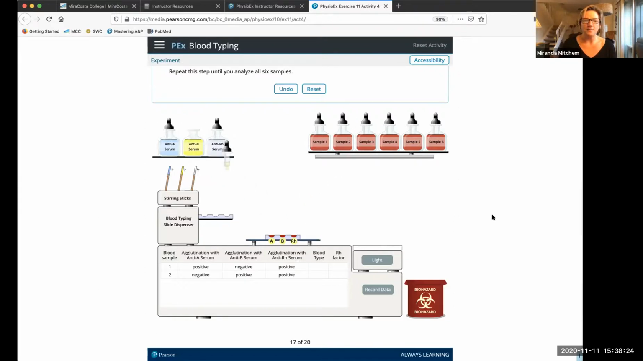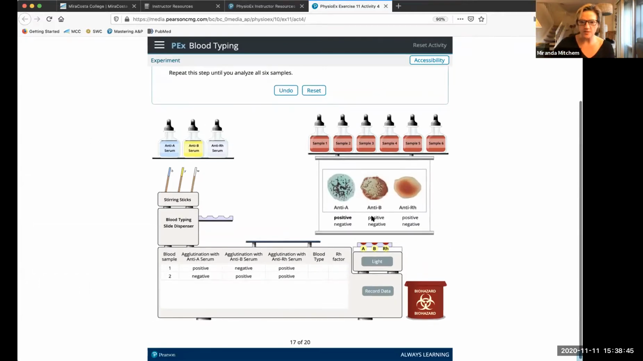So the materials that we use in the lab are actually chemicals that do this. We use our own blood, which is cool. But the anti-A serum is something that we purchase from a supplier.